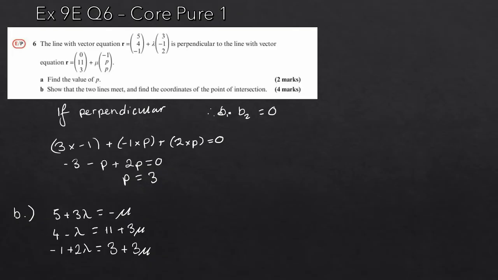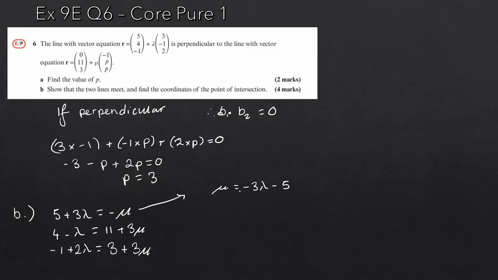So in this case here, the easiest one to work with is this one here, because it's already nearly in terms of mu. So again, divide through by minus 1, I get mu. It's going to be equal to minus 3 lambda minus 5.